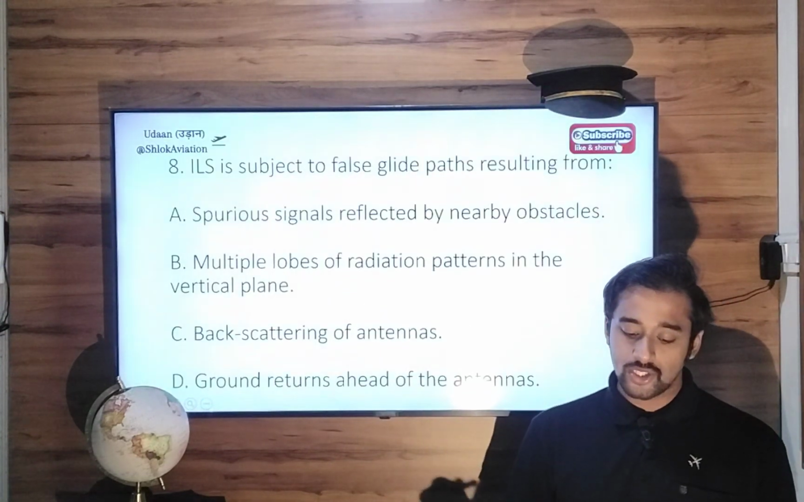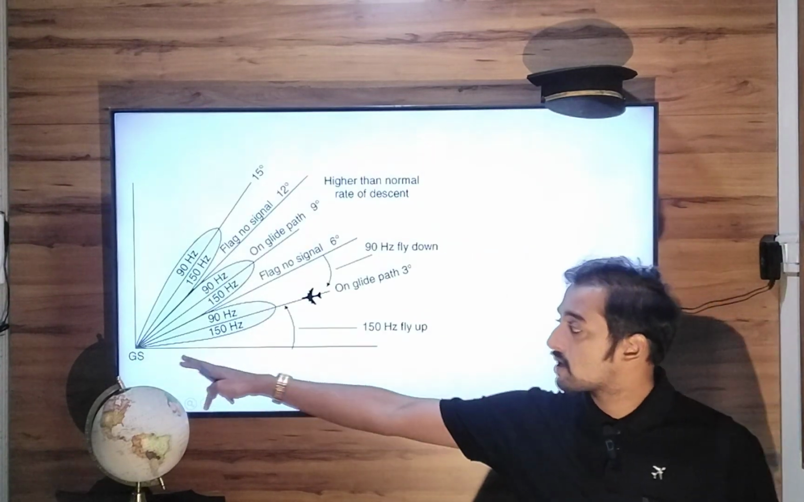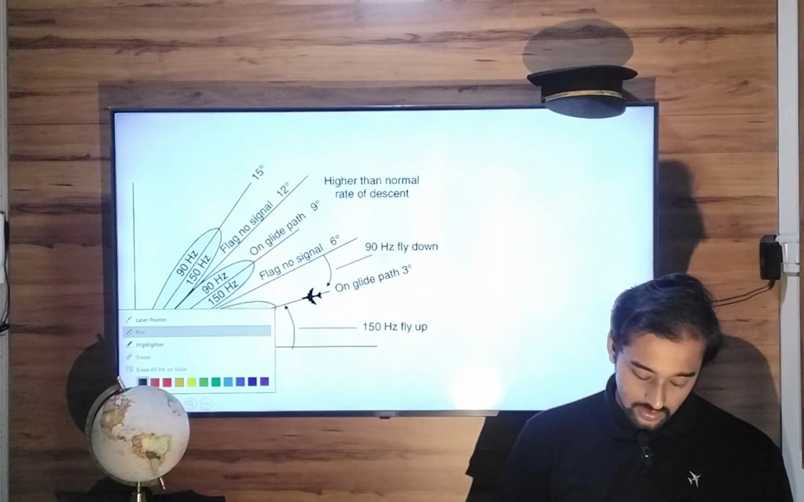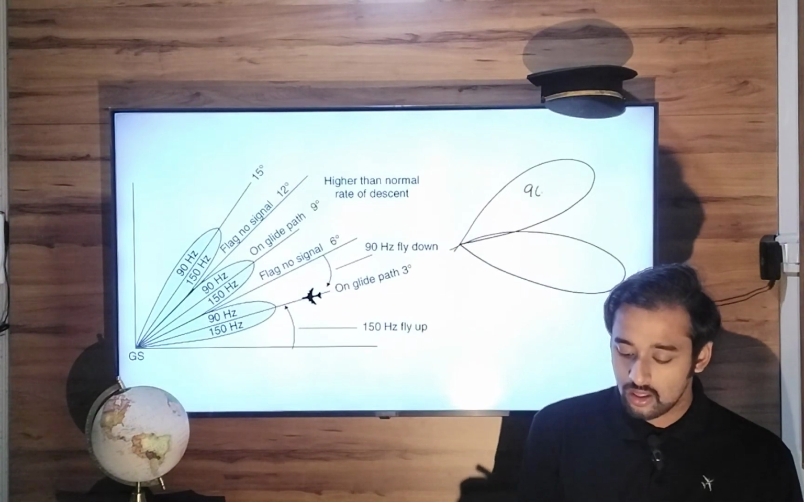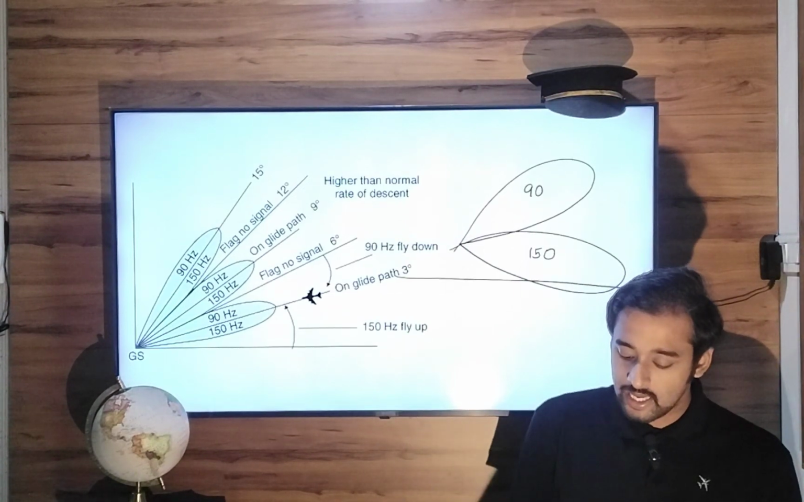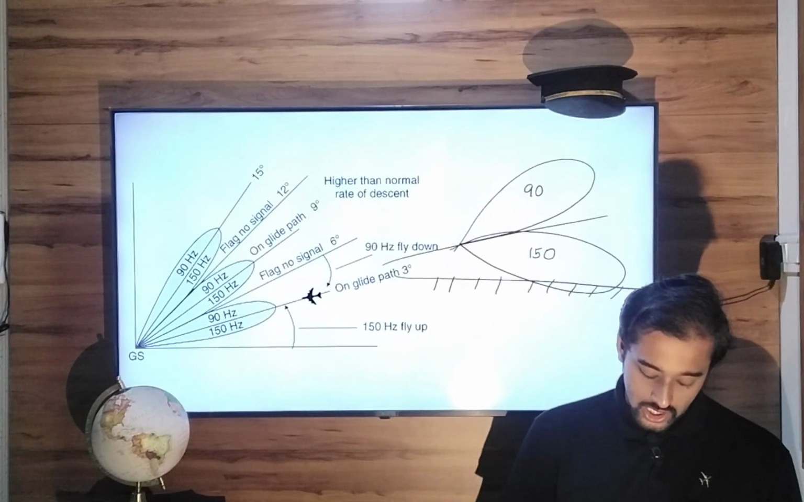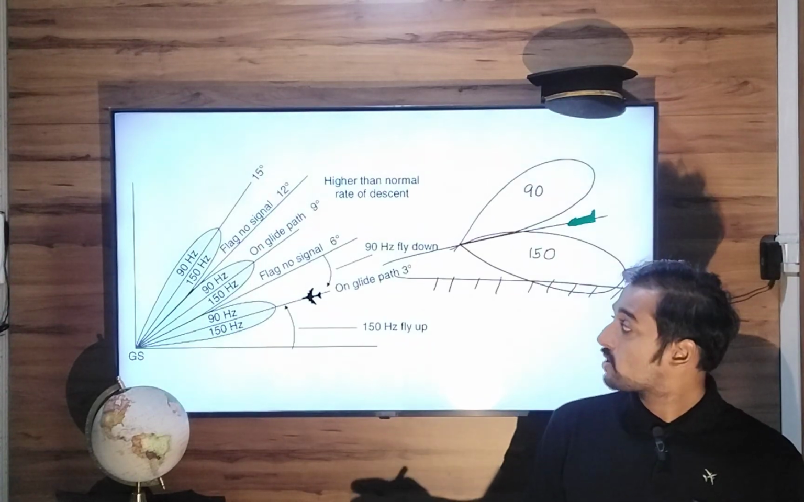Next, ILS is subject to false glide paths. So what happens is, this is your glide slope transmitter. You have a 90 hertz lobe and 150 hertz lobe. Okay. Now the 150 hertz lobe is near the ground, and this is your 3-degree glide slope along which your aircraft will descend, right? Along which your aircraft will descend.